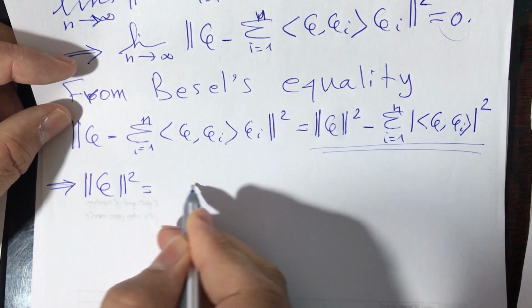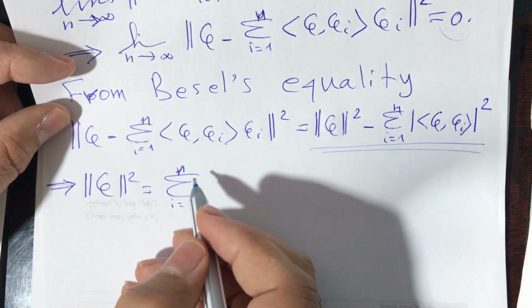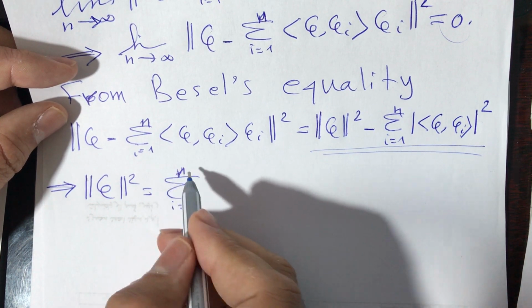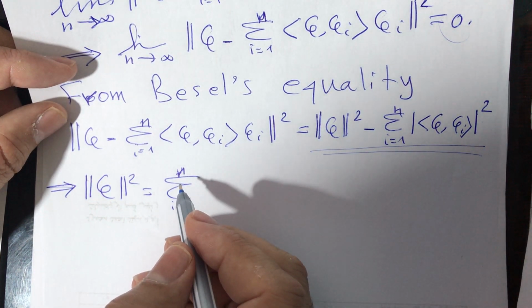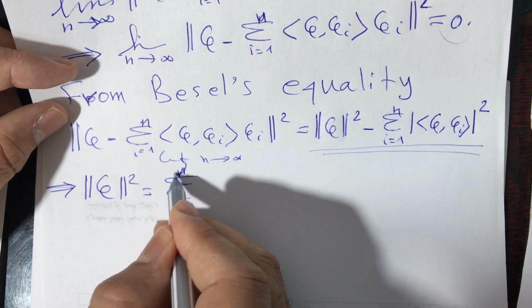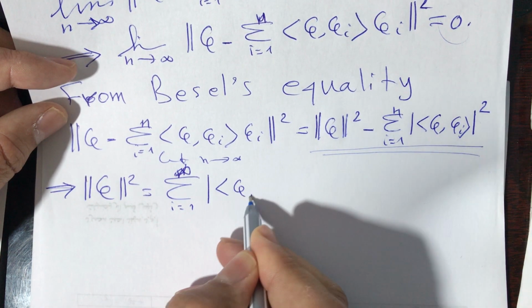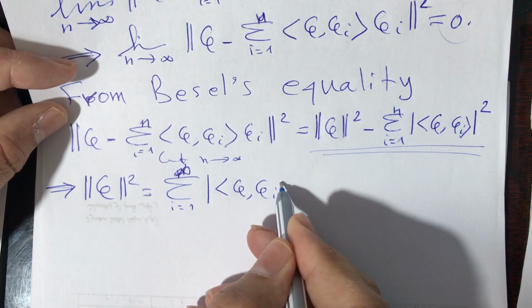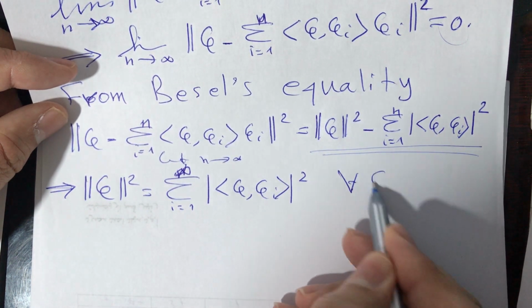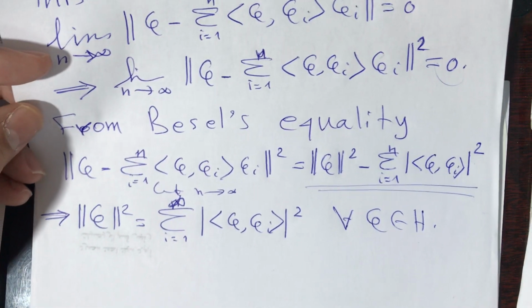So now this implies the norm of phi squared is equal to the summation i from 1 to n. Let n go to infinity, and this will go to infinity, the summation of the inner product of phi and phi i squared, for all phi belonging to H. So this is the proof of the first direction.